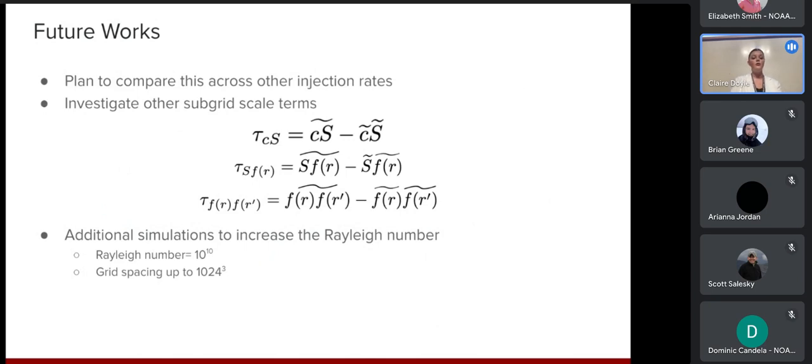We also do plan to run additional simulations to push the Rayleigh number here in this case. We have an allocation on Derecho to run up to 1024. So we hope to get those going soon. And that should really help us get a wider range of filter widths, as well as additional particles to help in better statistical convergence. So that's all I have.